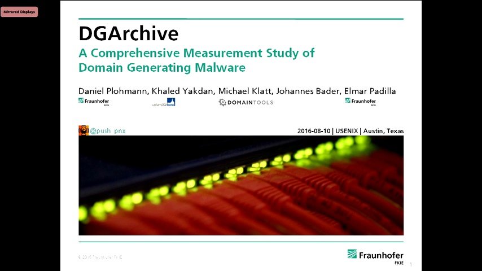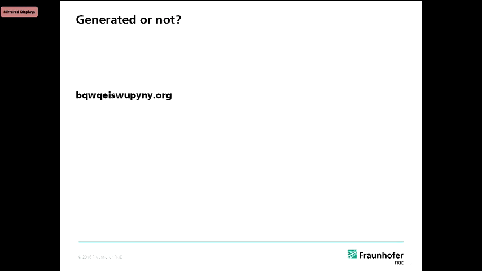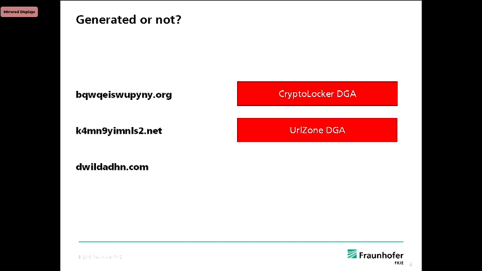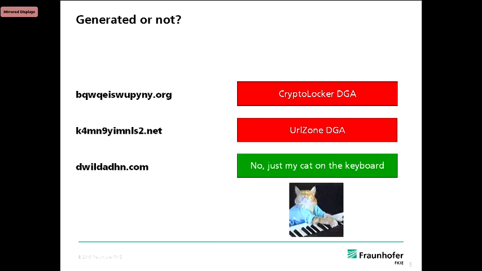Since this is basically the last slot of today, and I need to check if you are still awake, we play a little game, and just be ready to raise your hand, okay? Who thinks that this domain is automatically generated? Okay, yeah, correct. So that's CryptoLocker, for instance. What about this one? Also generated? Yeah, it's also generated. This is UL zone. And this one? Now you're curious. Yeah, okay, still some people, and this is basically just what I've been in for a long time. No, just a cat on my keyboard.